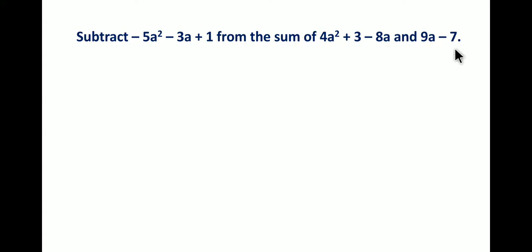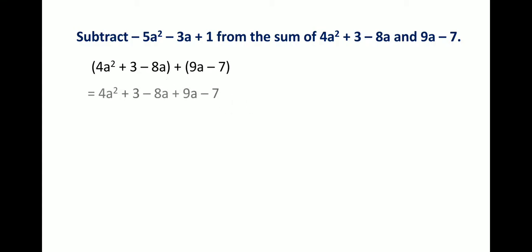Whenever we are finding the sum or the difference, we always enclose the given expression within brackets. So here is the first expression, 4a squared plus 3 minus 8a, plus 9a minus 7, with the first and second expressions kept inside brackets. Now let's simplify. When there is addition, the bracket simply opens without any change in the sign.